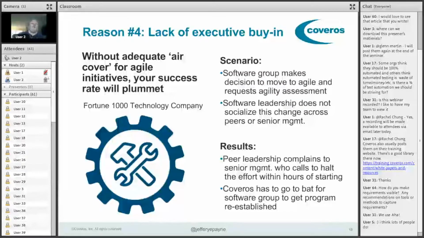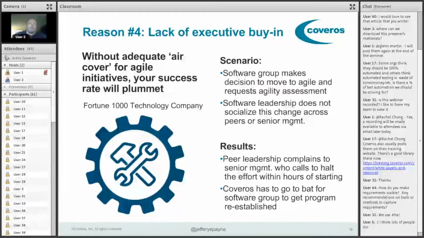So the result was that peer leadership complained. They didn't like the fact that people were asking questions about how they did their work and how that work fit into software and whether they were Agile or not. And they complained to the big boss, who had not been given a heads up that this was even happening.